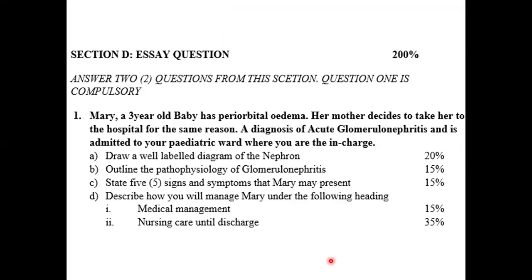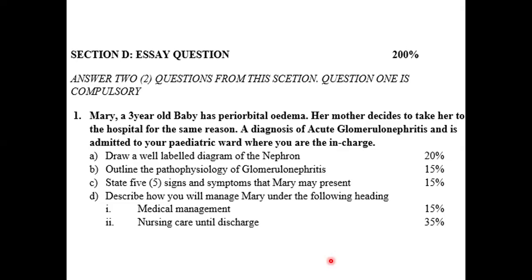Right here, I have a question extracted from one of the questions I created concerning glomerulonephritis. Of course, we're looking at the baby who's 3 years old, with periorbital edema, and after some investigations, the baby is diagnosed with acute glomerulonephritis and admitted to the PEDS wards. One of the questions I wanted my students to answer is I want to know if they have a solid understanding of the urinary system, so I asked them to draw the nephron in details and label it. I gave that part 20%.